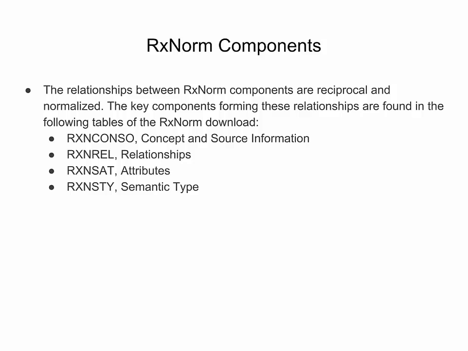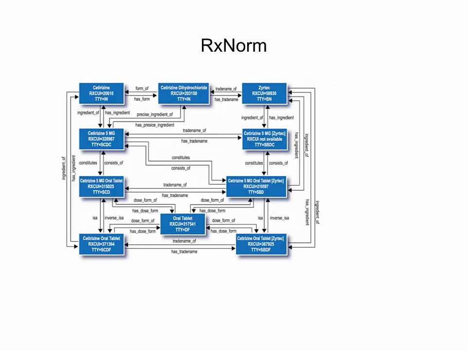The relationships between RxNorm components are reciprocal and normalized. The key components forming these relationships are found in the following tables of the RxNorm download, listed below. Here is a model of the structure of RxNorm. The structure of RxNorm contains ingredient, strength, dose form, brand name, term type, and relational attributes. RxNorm follows a term type in source, TTY, data model, which indicates the role of an attribute to its source terminology. Term type, TTY, is used to indicate generic and branded drug names at different levels of specificity.